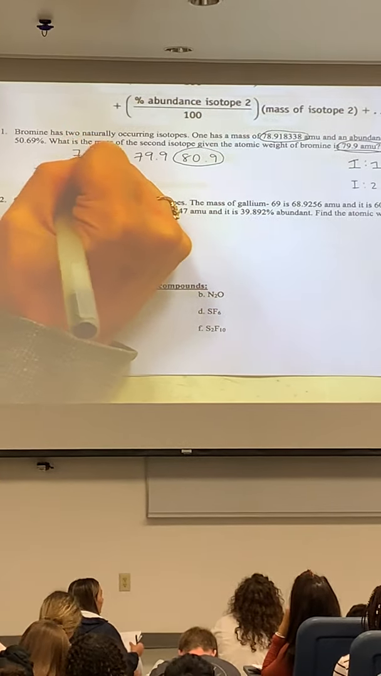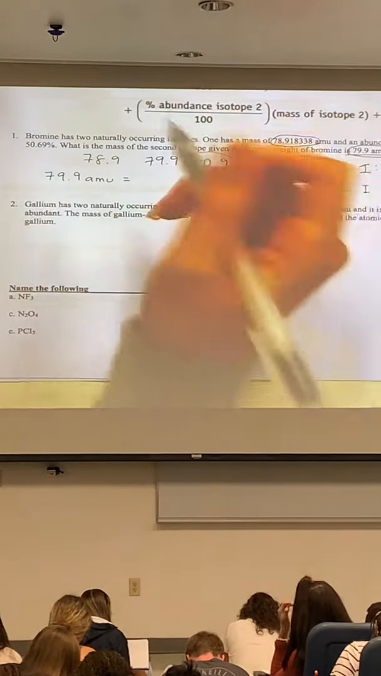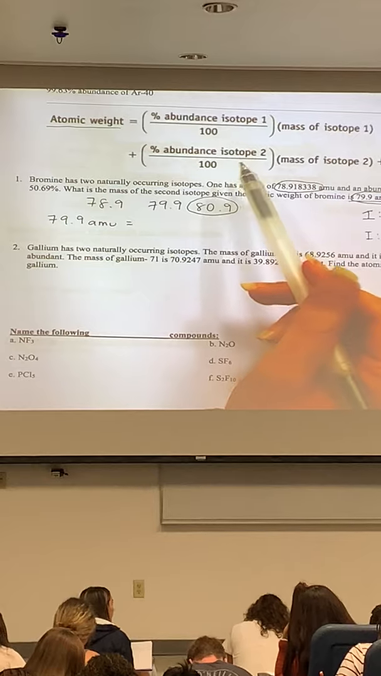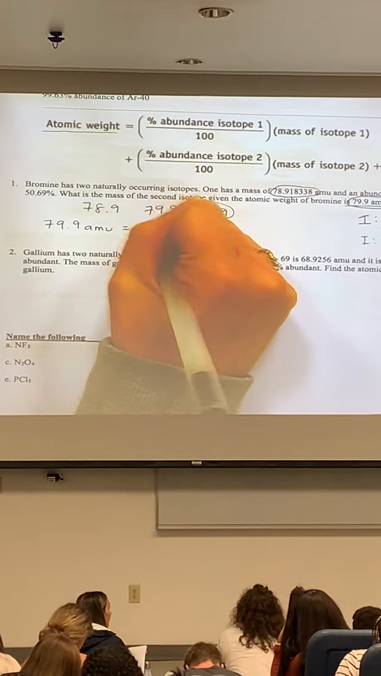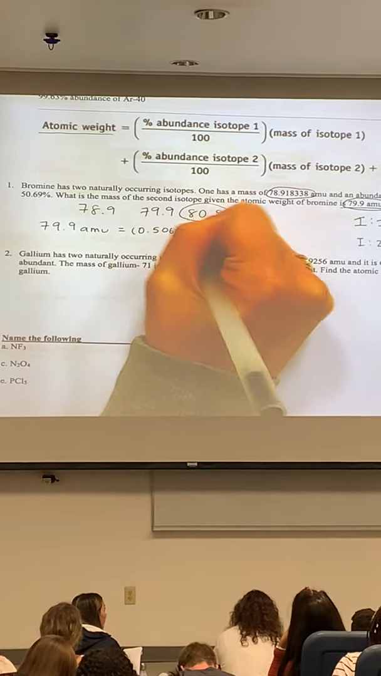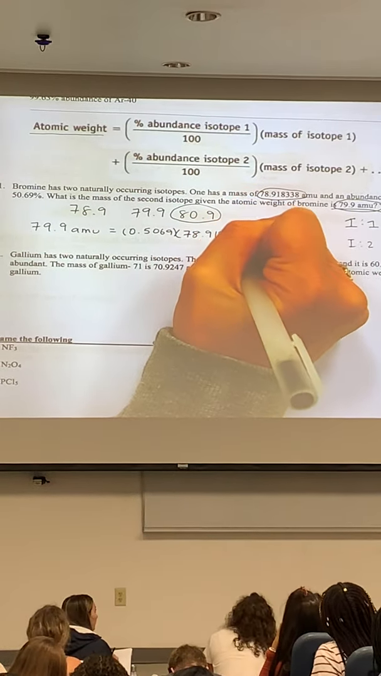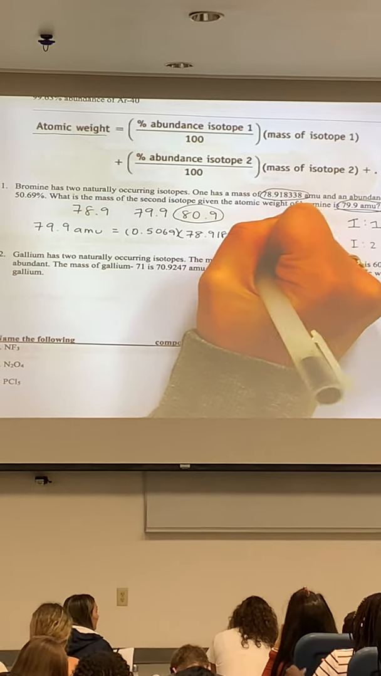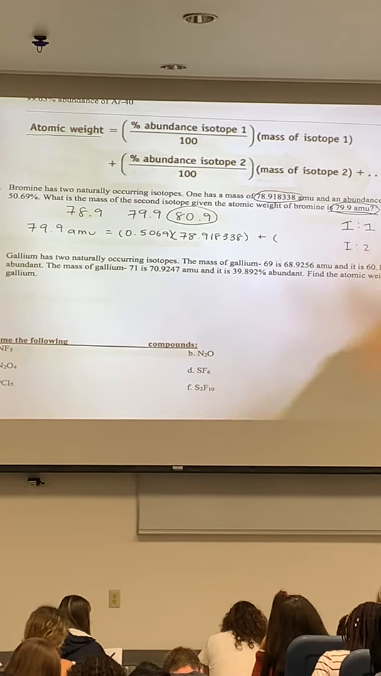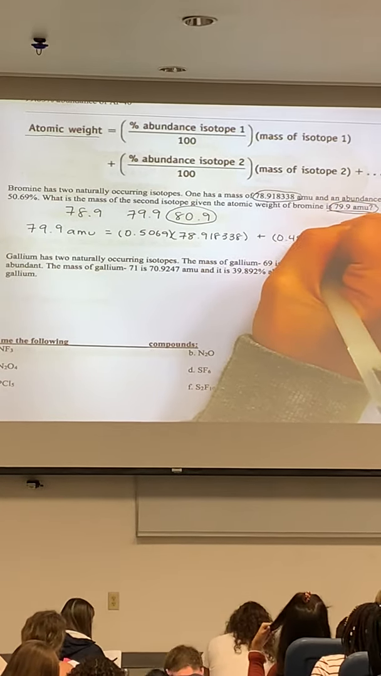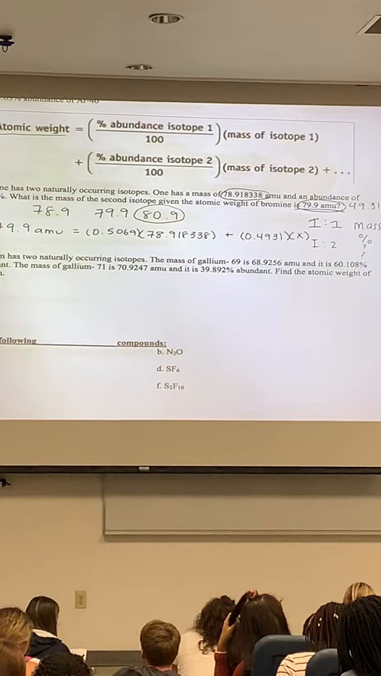The average atomic weight is 79.9 AMU. And then we set that equal to the percent of the first isotope, which was 50.69, divided by 100. So I'm going to immediately put that in as 0.5069, times the mass for that isotope. And here, make sure you put all of the decimal places. Plus, the percentage for the second isotope, we said was 49.31 over 100, so it's going to be 0.4931 times the mass of the second isotope that we want to solve for.